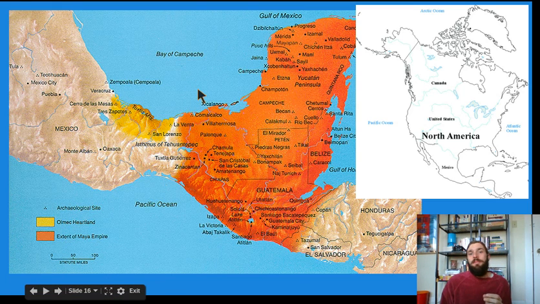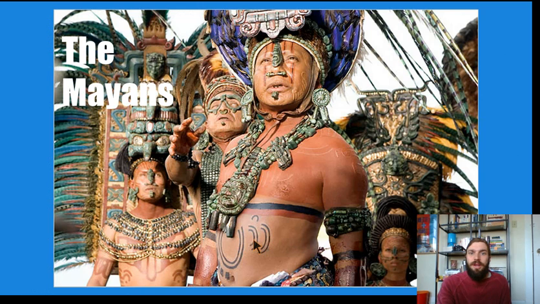So the next map shows a new group. All right? I want you to label your map. The box number 1 is pointing to the Olmec area. Box number 2 is pointing to Teotihuacan area. And box number 3 is pointing to the Yucatan Peninsula, which was the home of The Mayans.